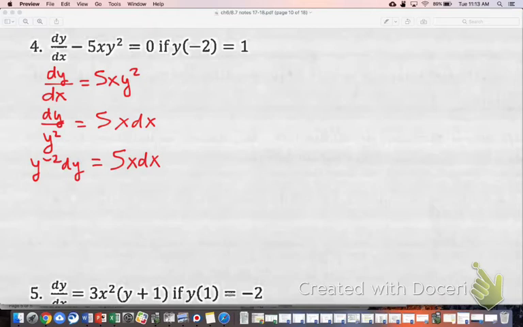You separate the variables. We want to find our antiderivatives. So finding my antiderivatives looks like this. I would get negative y to the negative 1 is equal to 5/2 x squared plus c.